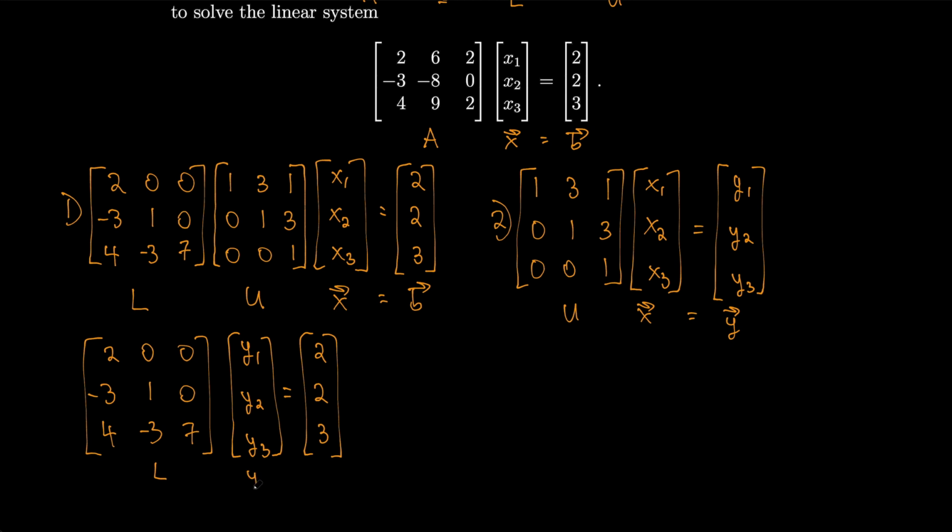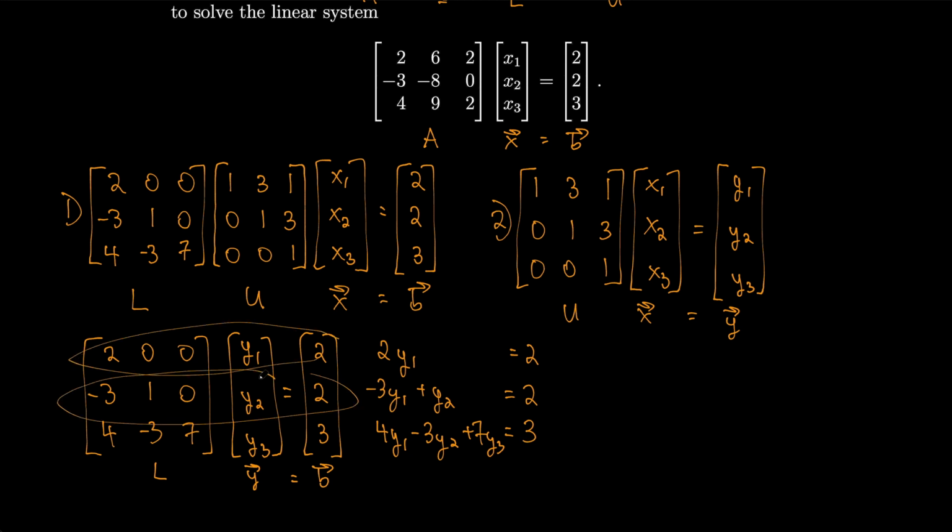So that's LY equals B, and this gives us a top equation of 2y1 is equal to 2, negative 3y1 plus y2 is equal to 2, and 4y1 minus 3y2 plus 7y3 equals 3. All I did was read off each of the rows.